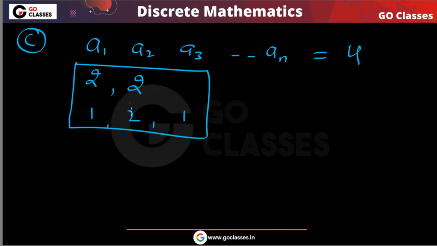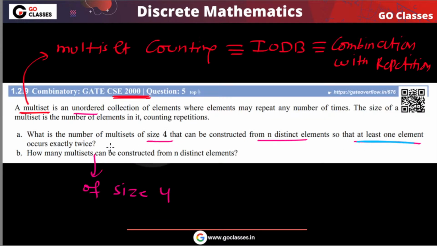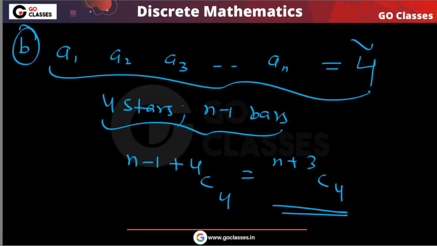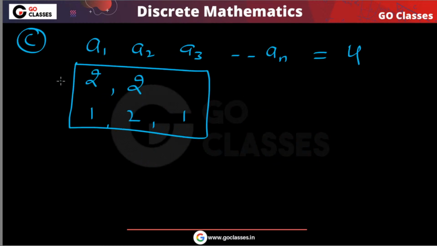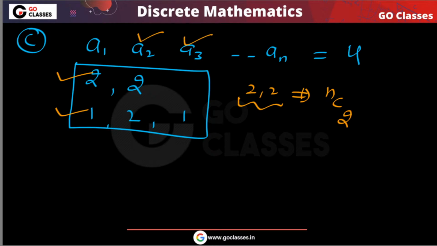Because at least one element must occur exactly twice. So that is the point. So just count how many of these and how many of these. So let's count. For this 2,2, what do you do here? From these n elements, you select two elements and you take them twice each. Very simple. For example, if you select these two elements, then you will take A2, A2, A3, A3.